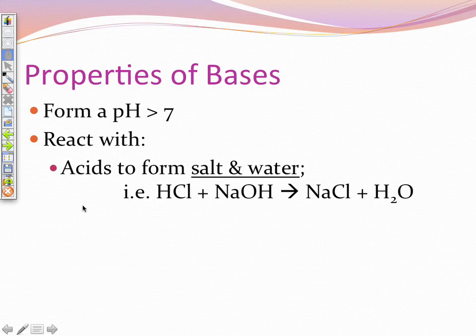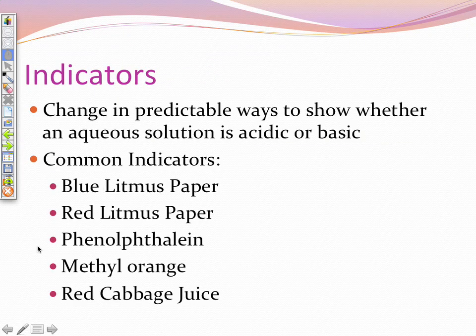So indicators are the last thing we need to talk about. Indicators behave in a consistent manner to tell us whether something is acidic or basic. So they're going to change in predictable ways to show whether the aqueous solution is acidic or basic. Some of the most common ones: blue litmus paper, red litmus paper. pH paper is not listed on here. That's a common one as well. Phenolphthalein, methyl orange, and red cabbage juice.